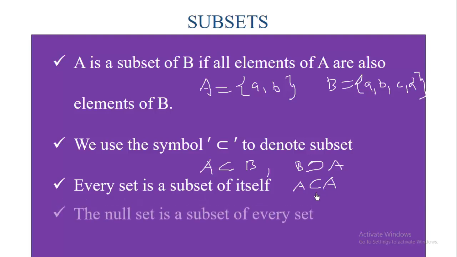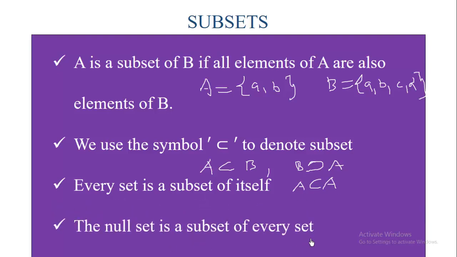Then also the null set is a subset of every set. So the null set is a subset of every set. It's a subset of A and at the same time a subset of B. Note that the null set is also written like this. So the null set is a subset of A, etc.